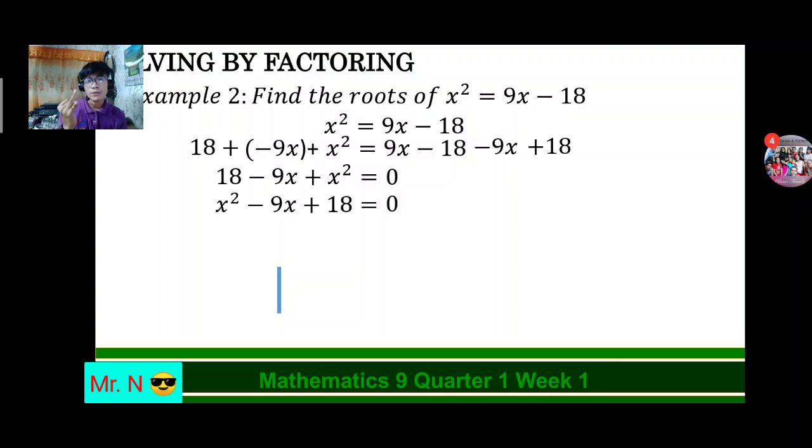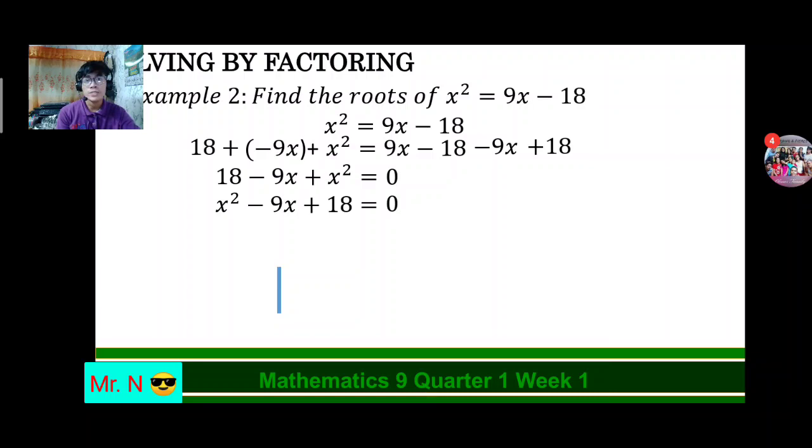Second step is factor. Now, to factor, magsisimula kayo sa tumingin dun sa first followed by the last term. Sa first term, ano ba yung factors ng x squared? Okay, very good. X and x. X times x, x squared. Sunod, what are the factors of 18? Marami. Pwedeng 2 times 9. Pwedeng 6 times 3. Pwedeng 18 times 1. Tama.